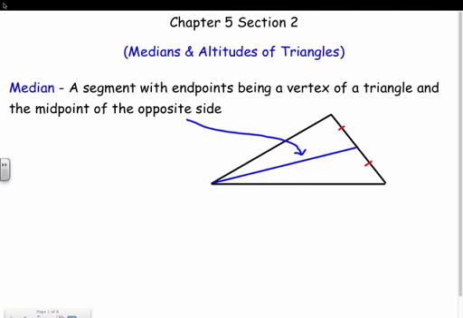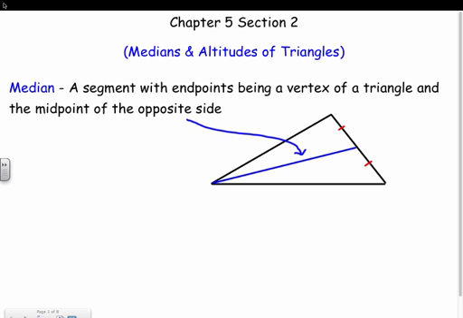Bisectors yesterday, with perpendicular and angle bisectors. Those gave us the circumcenter and incenter. So now we have two other things in our triangles: medians and altitudes. And we're going to talk about what those make when they intersect. So first things first, let's talk about a median.